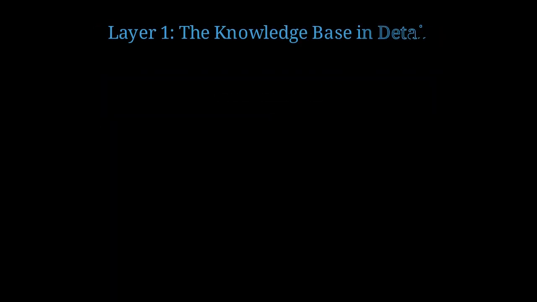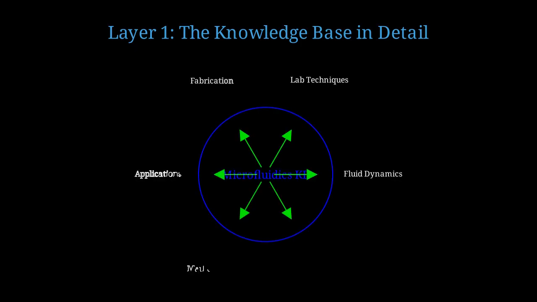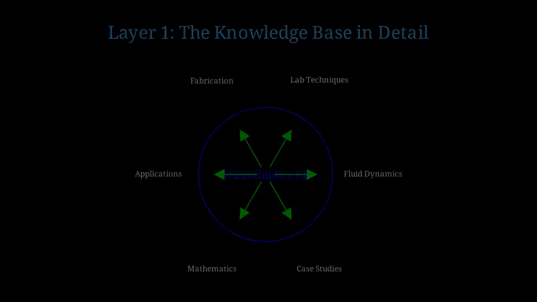Let me explain the knowledge base in more detail. This is where all the course content lives, structured in a way that an AI can access and manipulate. The knowledge base is organized into interconnected modules. Each module contains detailed information on specific topics like fluid dynamics equations, laboratory techniques, fabrication methods, real-world applications, the necessary mathematics, and case studies from research papers.